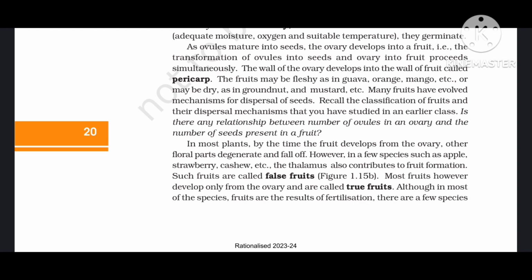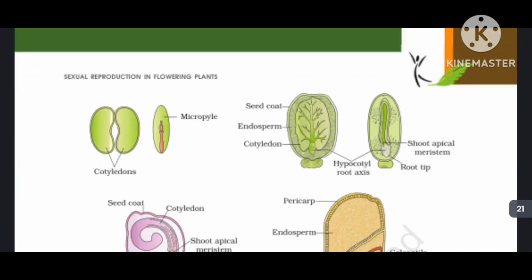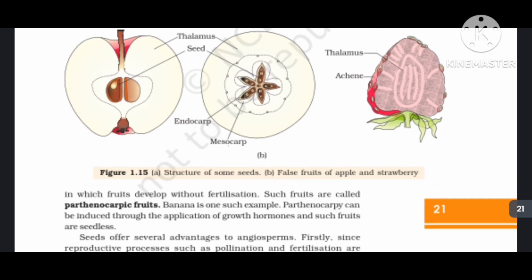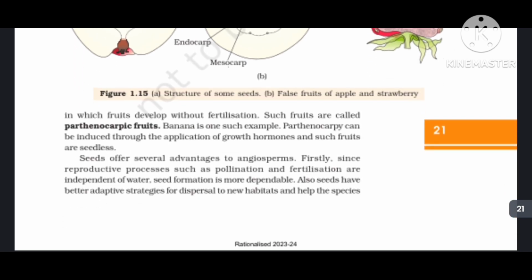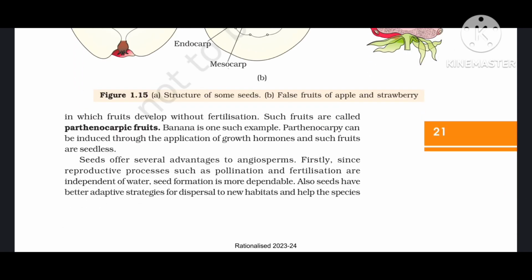Seeds offer several advantages to angiosperms. Firstly, since reproductive processes such as pollination and fertilization are independent of water, seed formation is more dependable. Also, seeds have better adaptive strategies for dispersal to new habitats and help the species to colonize in other areas. As they have sufficient food reserves, young seedlings are nourished until they are capable of photosynthesis on their own.